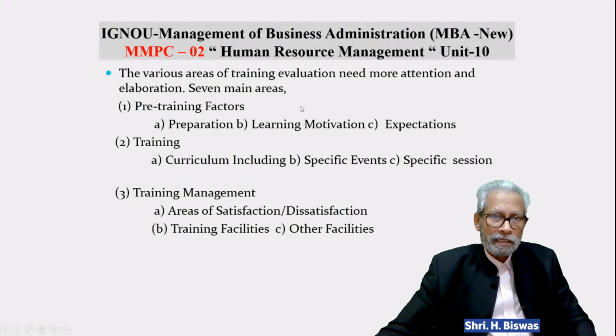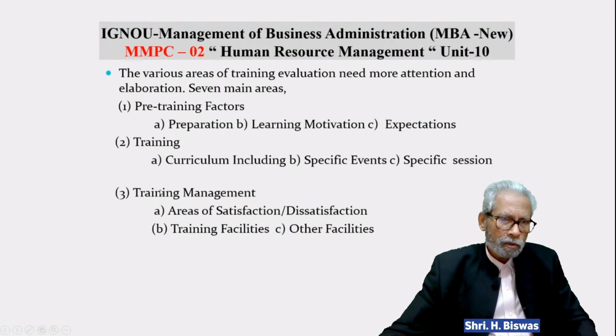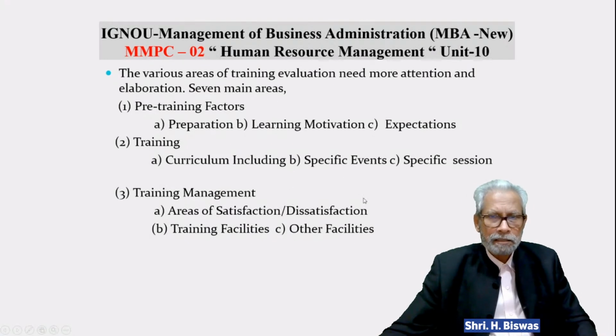There are various areas there. There are seven main areas where training evaluations and more attention are required. One is the pre-training factors: preparation, learning, motivations, expectations, and training curriculum should be there. These are all self-explanatory. I need not discuss them very much because, as you know, there are training management areas, restrictions, training facility and other facilities. How to manage the training program?